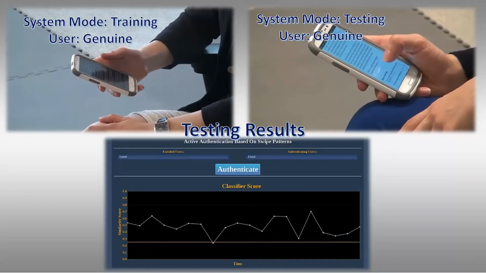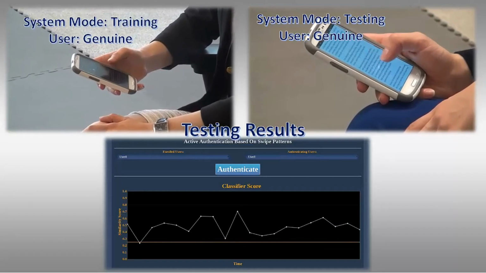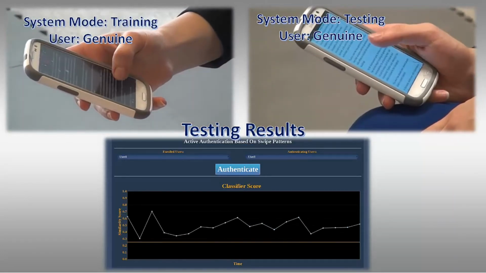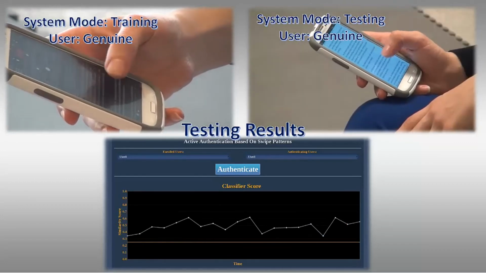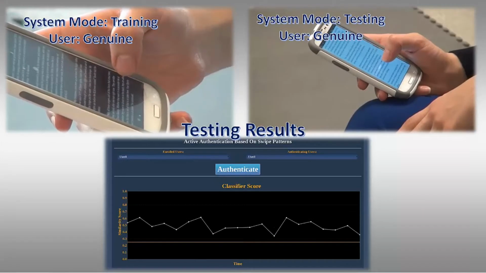In the top right screen, the same user later swipes on the phone during the testing stage. The graph in the bottom screen shows the match score between the user's swiping pattern and the template stored during training. The score is always above the yellow threshold line, showing that the user is successfully identified by the system.